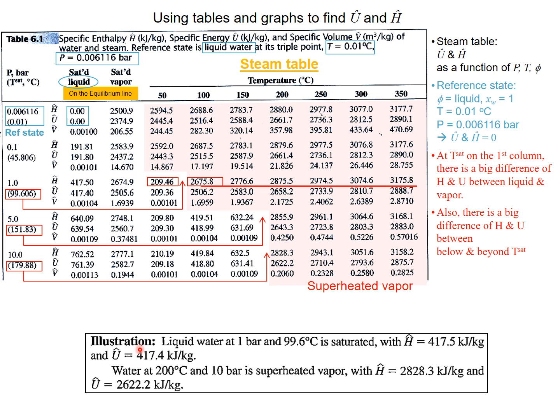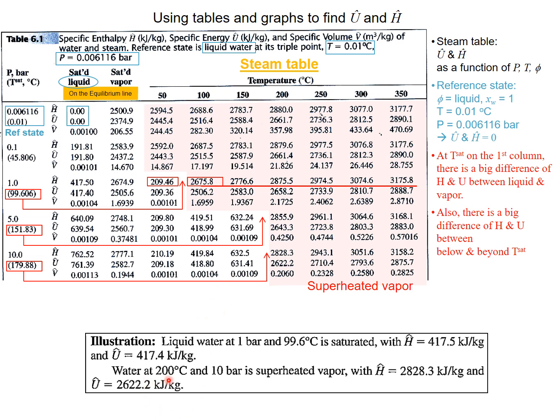Here is an illustration. Liquid water at 1 bar and 99.6 Celsius degree is saturated. How can we recognize it? Here, 1.0 and 99.6 indicate we are on the equilibrium. It means water and vapor are saturated. And you could read the enthalpy value and internal energy value from here. For the liquid water, 417.5, 417.4. And let's go to the temperature variable region.